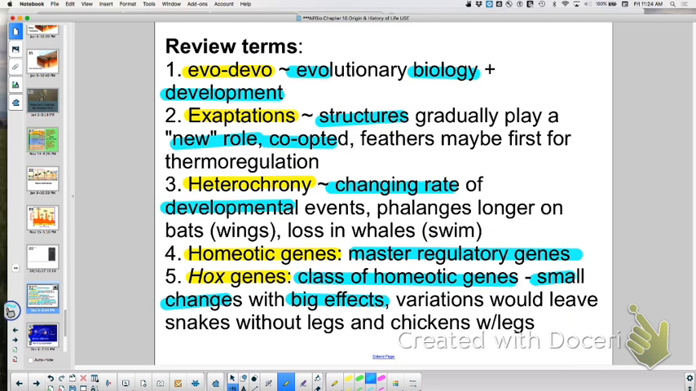Exaptations. So you evolve for one purpose, but it gets co-opted and it can do something else. And so maybe it started off for warmth, but then it ended up turning into something you could use to fly. And then Evo-Devo is just this whole large field where you're looking at evolutionary biology and natural selection, how things change over time, but you're tying it to development.